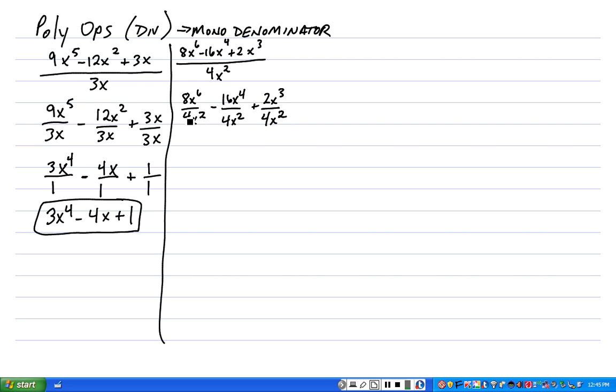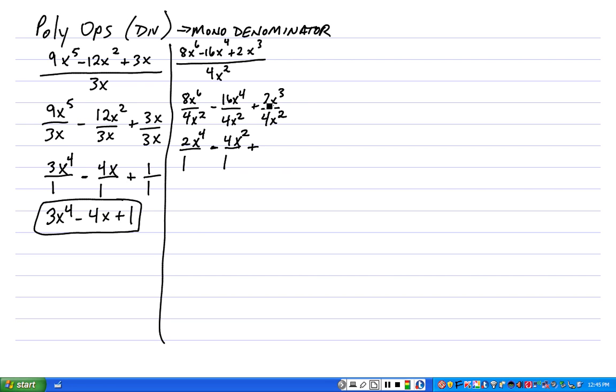8 over 4 is like saying 2 over 1. X to the 6th, x to the 2nd. 6 minus 2 is 4, and because the 6 is in the numerator, we write our x to the 4th in the numerator. Write our minus sign. 16 over 4 is like saying 4 over 1. X to the 4th, x to the 2nd. 4 minus 2 is 2, and because the 4 is bigger than the 2, we write our answer in the top. So x to the 4th over x squared gives me x squared. Write our plus sign. 2 over 4. Now, this is 2 over 4.